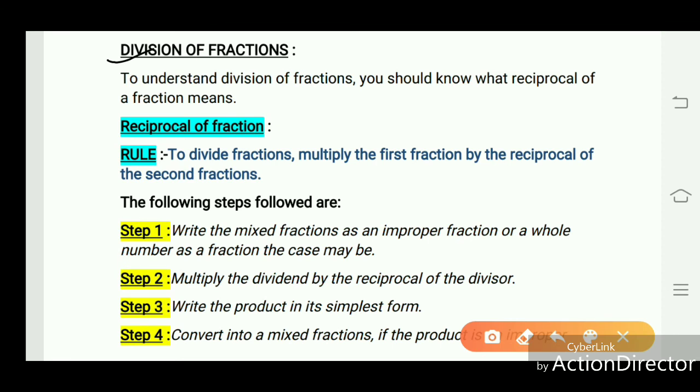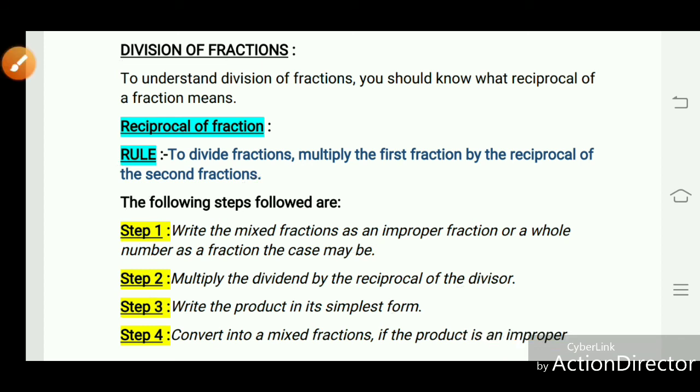Division of fractions. To understand division of fractions, you should know what the reciprocal of a fraction means. Rule: to divide fractions, multiply the first fraction by the reciprocal of the second fraction. The steps followed are: Step 1. Write the mixed fraction as an improper fraction, or a whole number as a fraction, as the case may be. Step 2. Multiply the dividend by the reciprocal of the divisor. Step 3. Write the product in its simplest form.